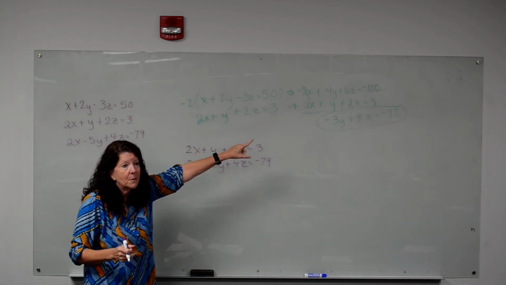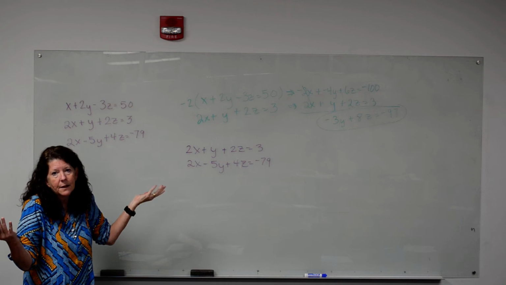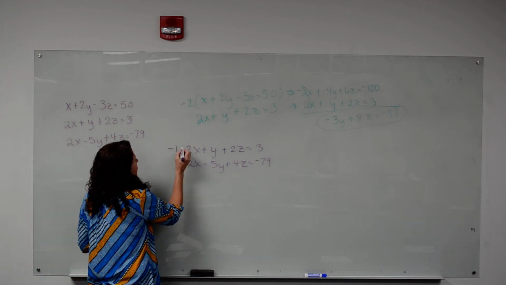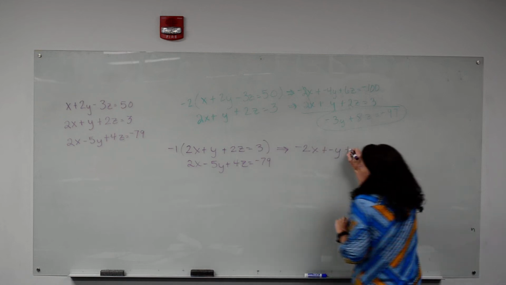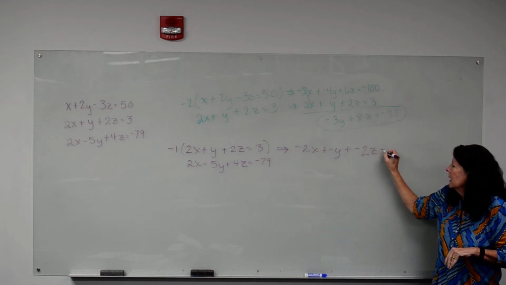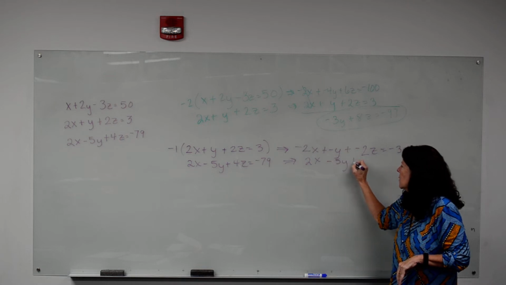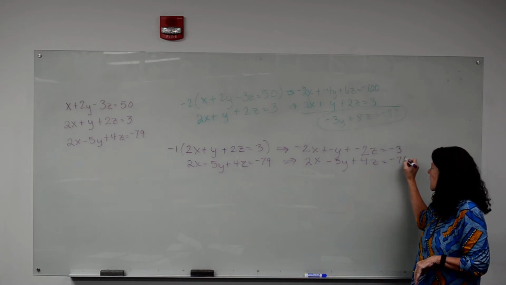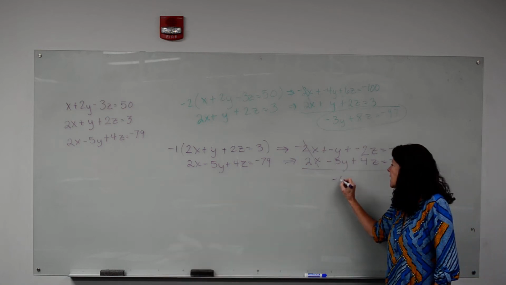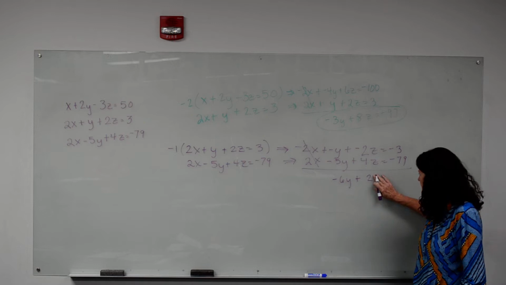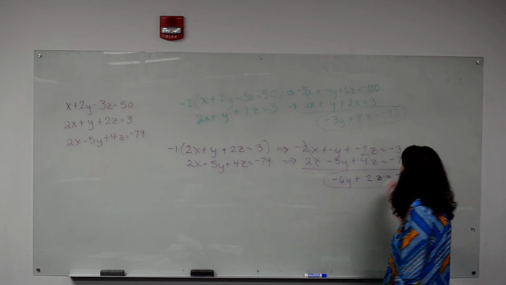Now I already chose to eliminate out the x on that, so I must eliminate out the x on this one. So I'm going to multiply one of them by a negative. Doesn't matter which one. I'll multiply the top one by negative. So I have -2x plus -y plus -2z equals -3, and then I'm going to bring this one over, 2x minus 5y plus 4z equals -79. Then I'm going to add. The x should go away if I've done this right. So then I have -6y plus 2z equals -82, and I'm going to circle that one.